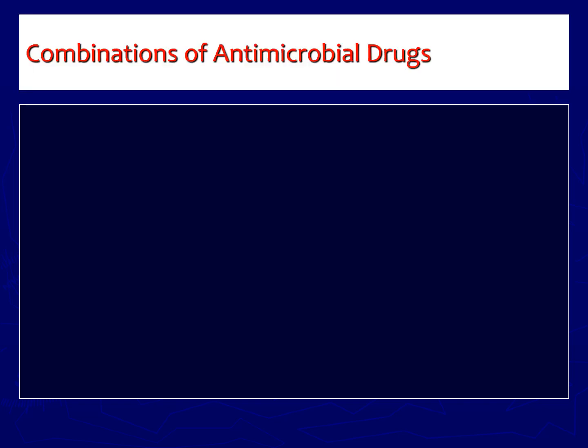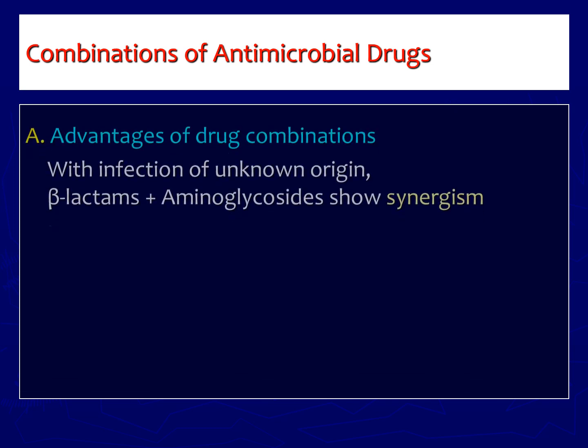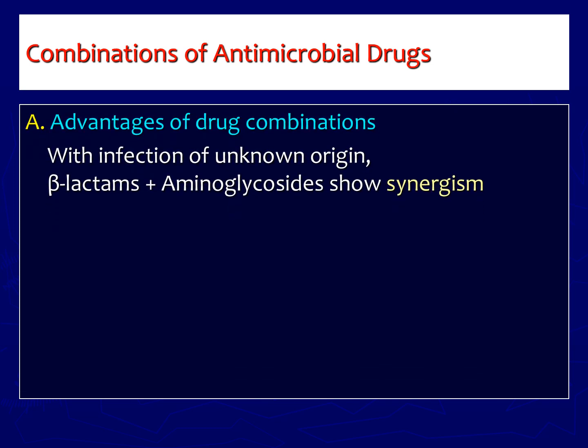Then the combination of antimicrobial drugs is very common. Rarely do we use a single drug. We usually combine different types of antimicrobial agents. An advantage of drug combination is that with an infection of unknown origin, we can combine beta-lactams, which are cell wall synthesis inhibitors, along with aminoglycosides, which inhibit the 30S ribosomal units. So they show a synergistic effect. Synergism may be there. This is the advantage of combination.